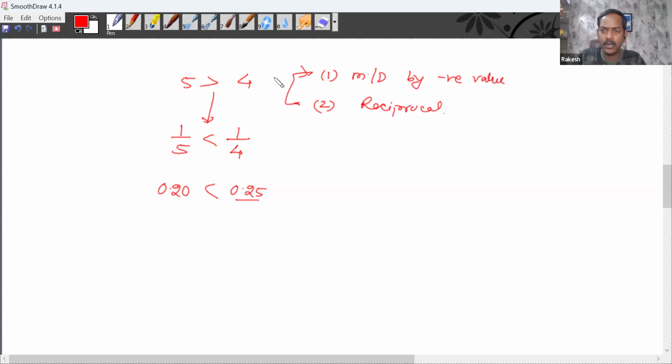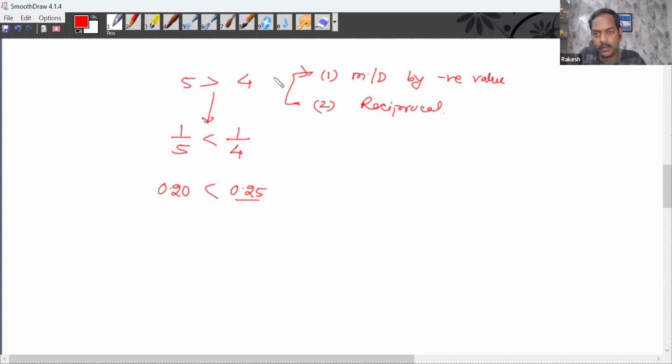You can take square root, you can take cube root, it will not make any change unless you do the reciprocal or multiply or divide both the sides by a negative value. Then only the sign changes, otherwise the sign will remain as it is, right? Okay. So we have understood the sign. We have understood when there is a possibility of change in sign while manipulating.